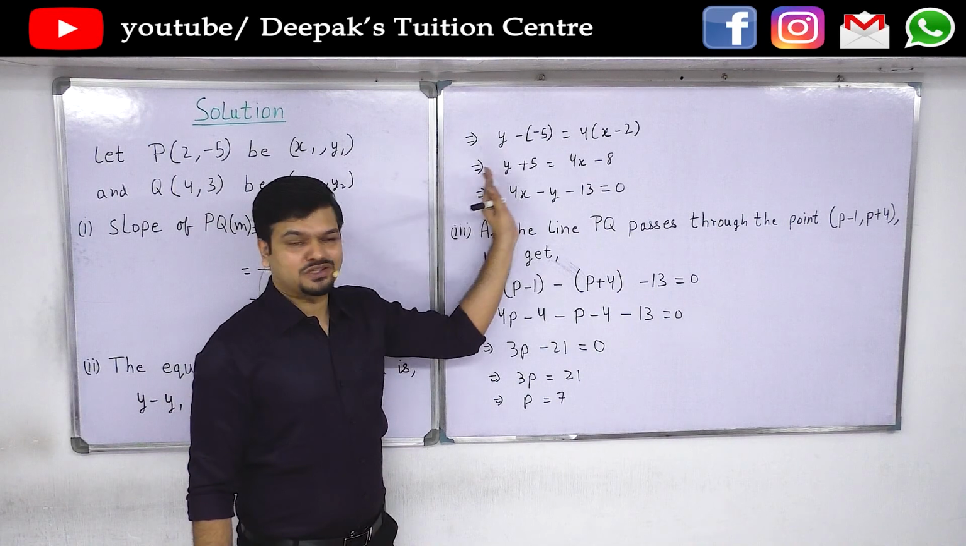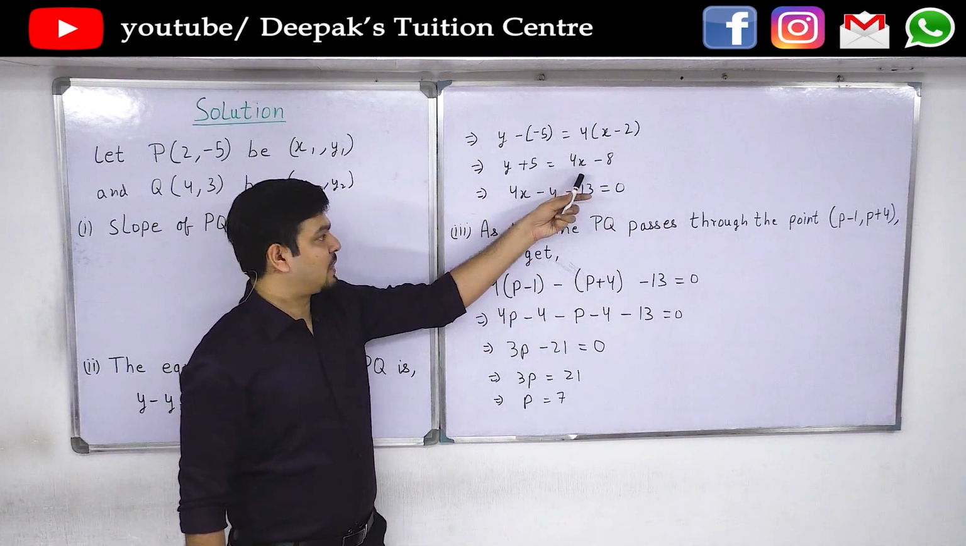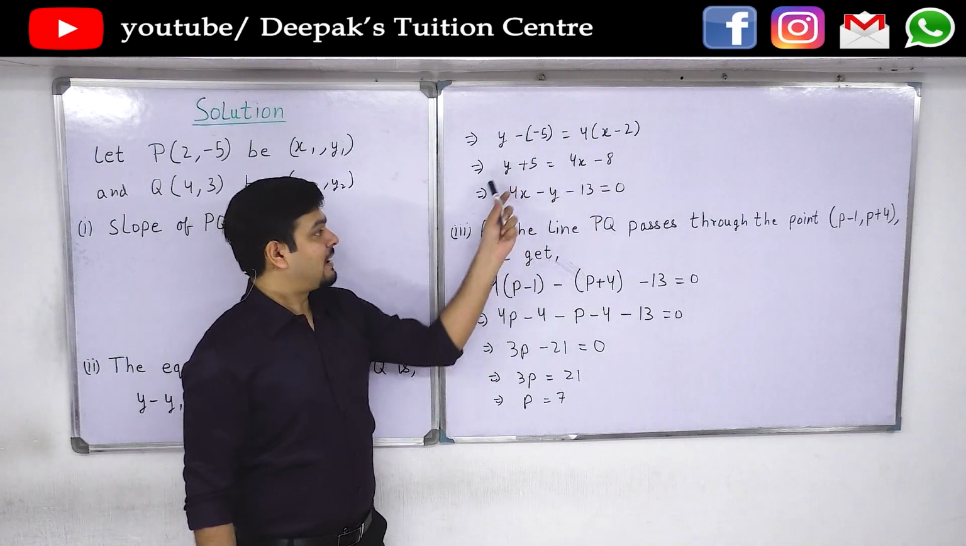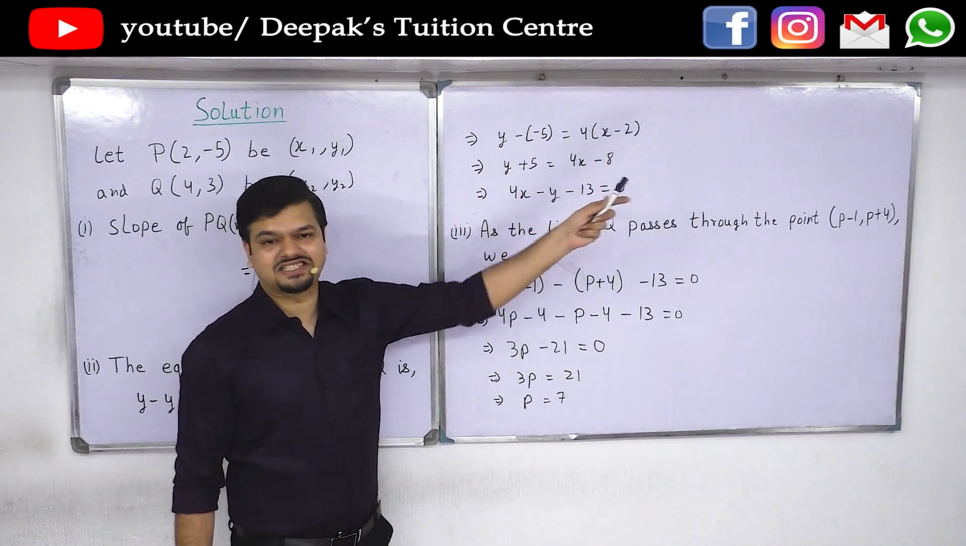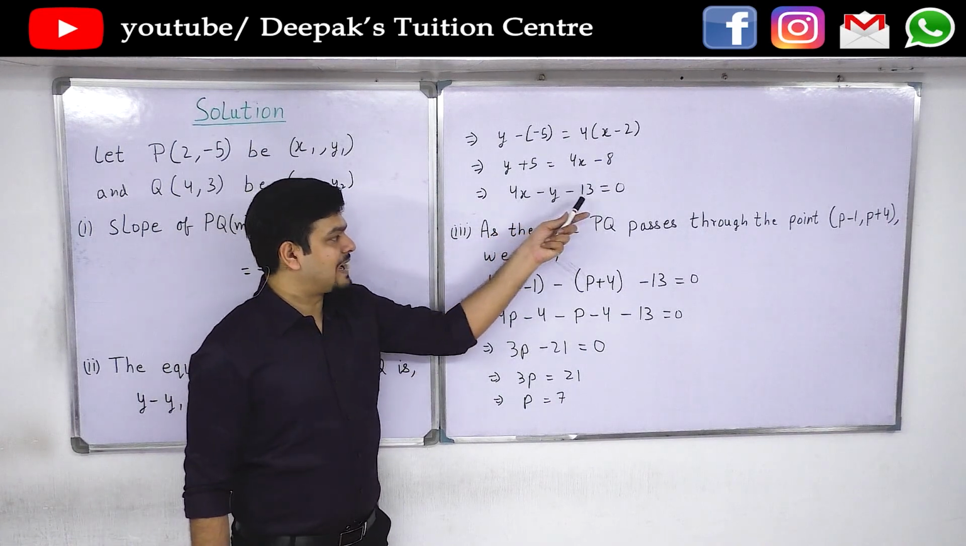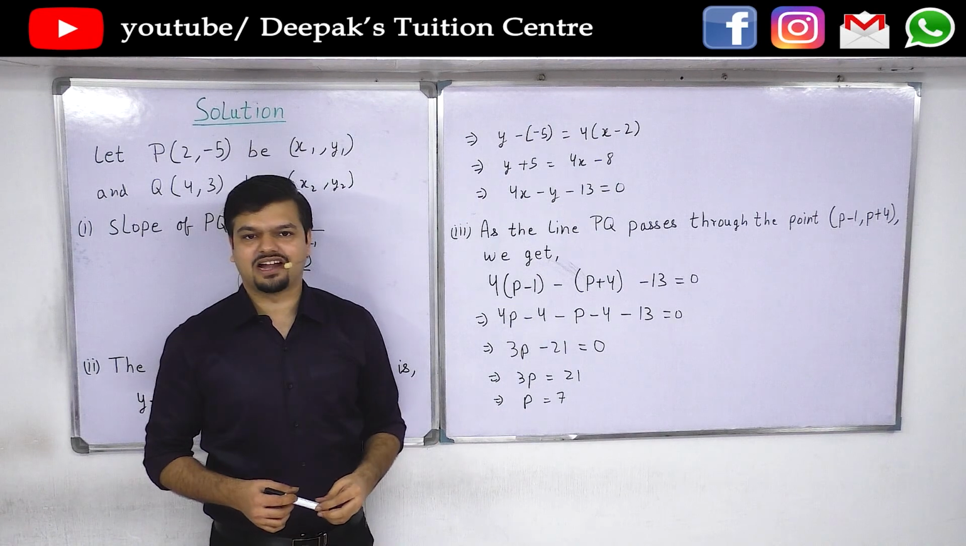We transpose all the elements to the right hand side. So we get 4x minus y minus 8 minus 5, that is minus 13. So 4x minus y minus 13 equals 0 is the equation of the straight line.